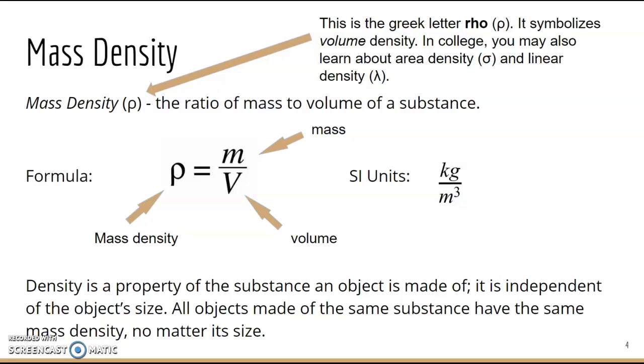Now, what's important about density is that it's an intrinsic property of the substance. The mass density is based on the structure of the atoms and molecules interacting with each other. So all objects made up of the same substance are going to have that same mass density, no matter what their size is.